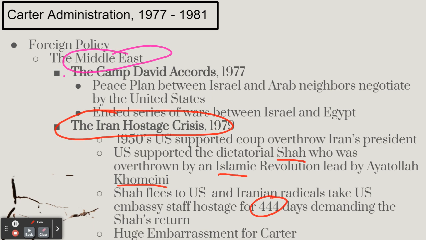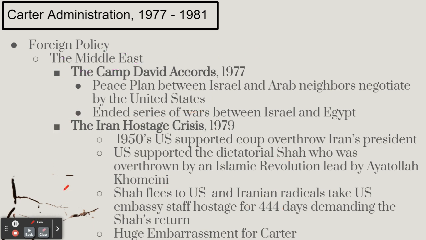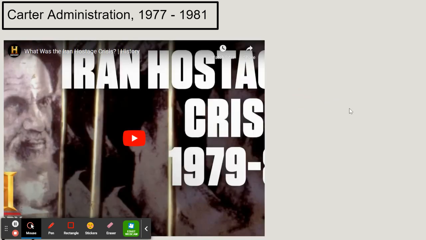It makes him look weak. It makes the United States look weak. And it ends up being an absolute embarrassment for Carter. What will eventually happen is the day Ronald Reagan takes office after Carter is defeated in the election, the hostages are released. And it's kind of the biggest embarrassment to Carter. And it's going to be one of the reasons that he is not reelected as president. So this video on here, you can watch it on your own time with what's uploaded. This is just the kind of explanation of the Iran hostage crisis. Makes it make a little bit more sense.